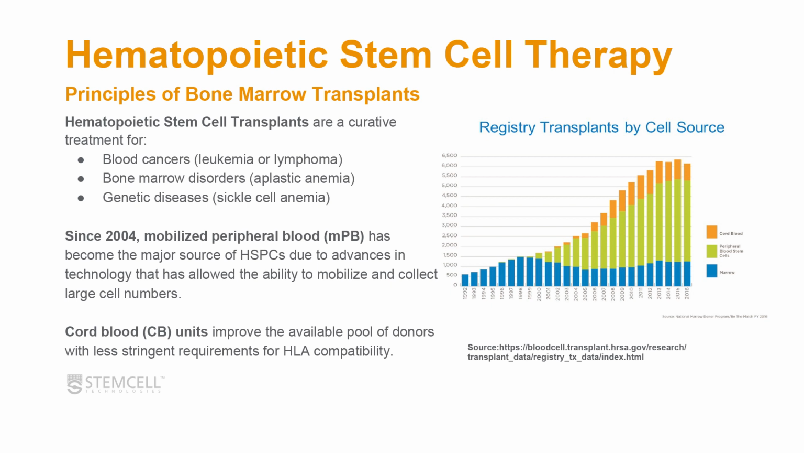In fact, bone marrow was the sole source for many years, and as you can see by the graph here on the right-hand side, which shows the number of transplants in the U.S. from 1992 to 2016, the blue bars indicate bone marrow as the source. And up until 2000, it was the only source, but in 2004, mobilized peripheral blood actually became more of the major source for hematopoietic stem and progenitor cells, really due to advances in technology that has allowed the ability to mobilize and collect large numbers of hematopoietic stem and progenitor cells in a less invasive way.